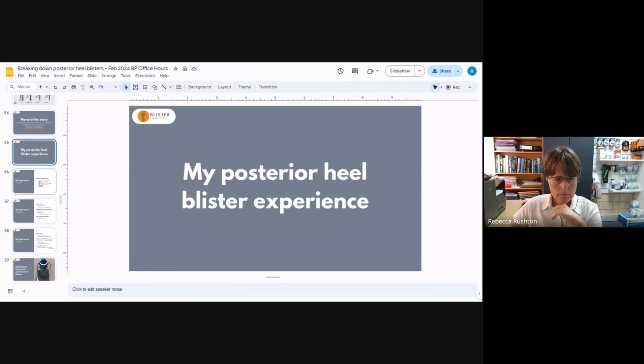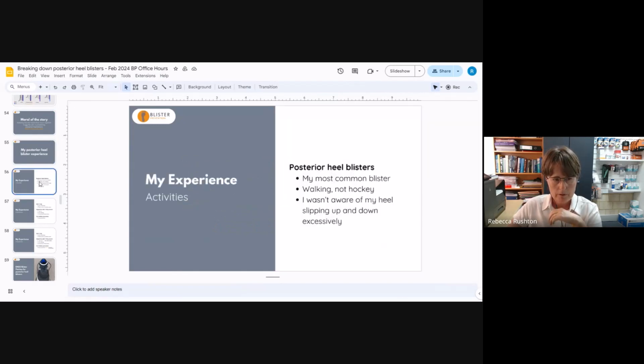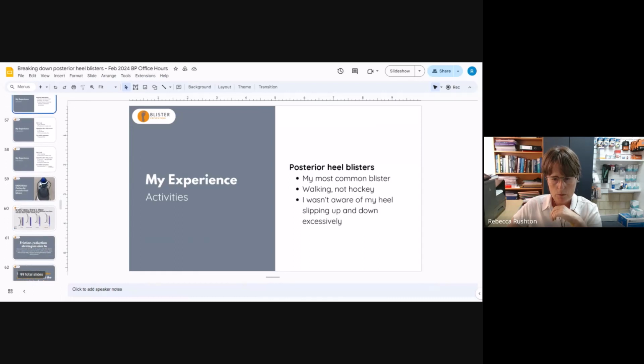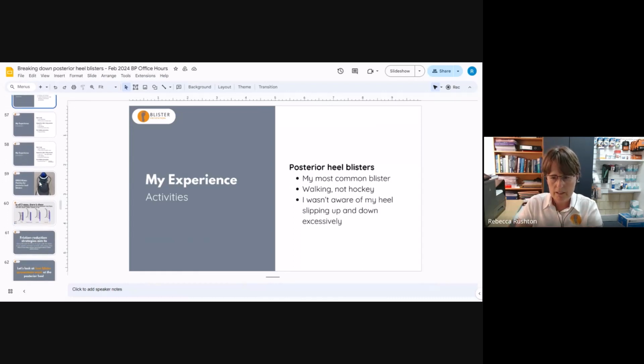Okay, just quickly, my experience with posterior heel blisters. These were my most common blister. I'd get them with walking, not hockey. Hockey would give me an edge blister at my first MPJ. I wasn't aware that my heel was slipping up and down excessively, and in fact, I optimized shoe fit and lacing to ensure that that wasn't the case, because my understanding was I did not want my heel lifting up too much because that's rubbing.